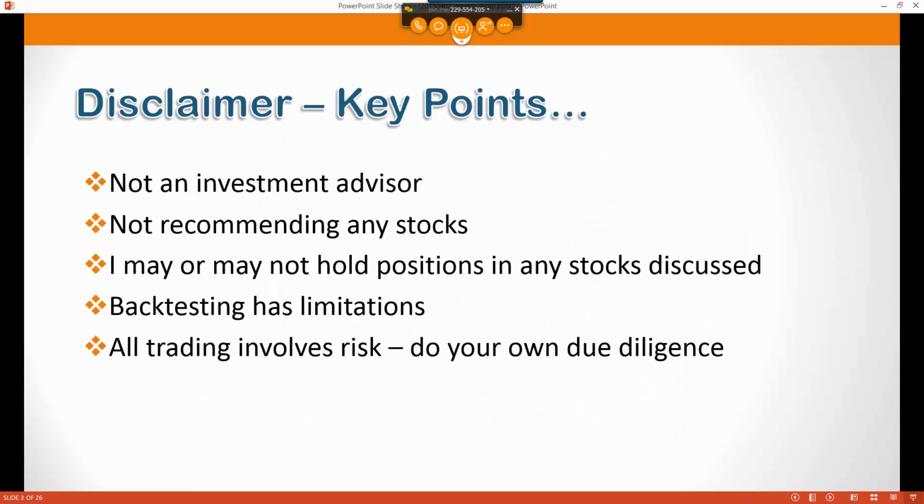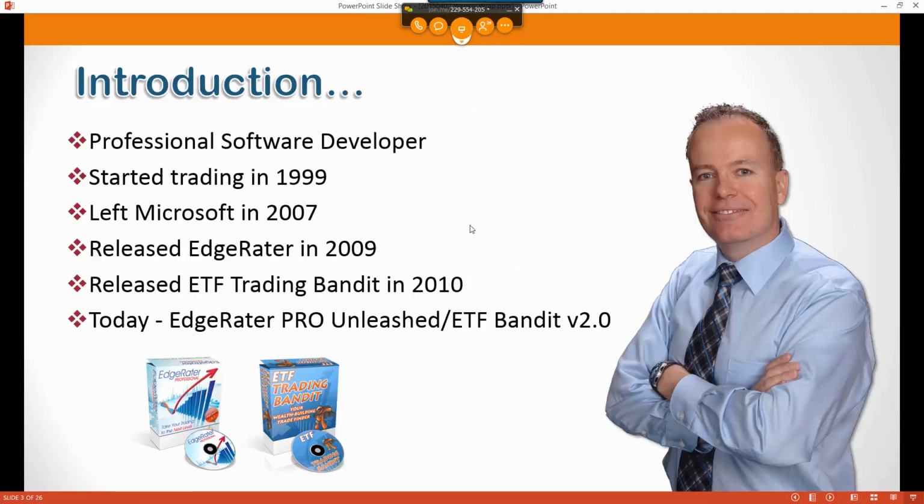The key points are that I'm not an investment advisor. I'm not recommending any stocks, but I probably will be talking about a few. I trade, so I might hold positions in some stocks, and also know that backtesting has limitations. EdgeRater was primarily a backtesting platform, and all trading involves risk. Do your own due diligence. So with that said, let's get started.